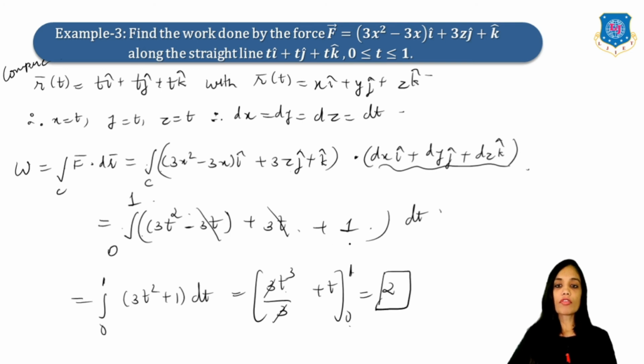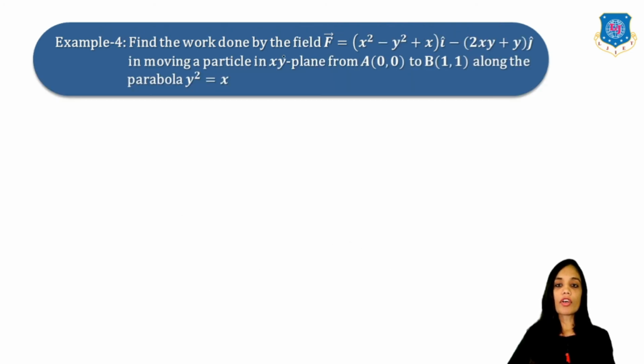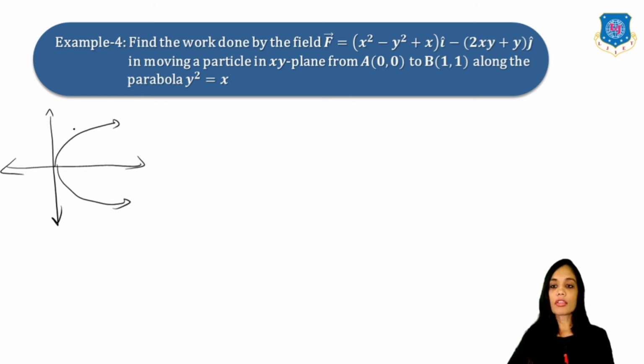Okay, so now let us solve one more example. We have to find the work done by the field F in moving a particle in xy plane from A(0,0) to B(1,1) along the parabola y square is equals to x. So let us draw the parabola y square is equals to x. So it will come in this direction. X is equals to y square. Now your points are from 0, 0. So this is A (0, 0) to B (1, 1). Fine. So this is your arc AB along which we have to find our work done.